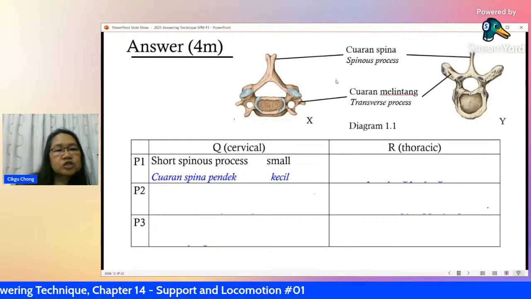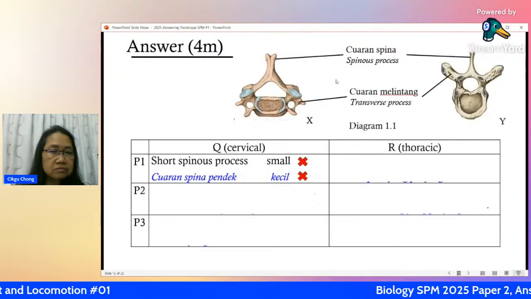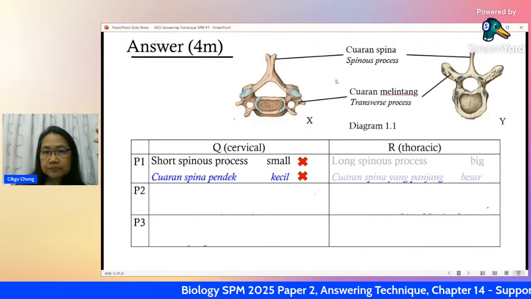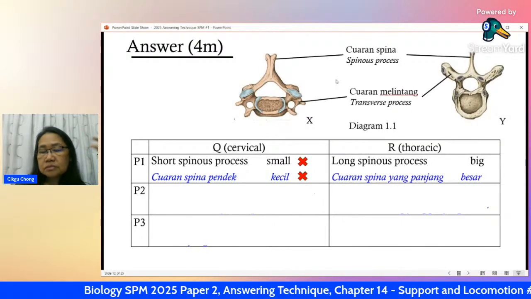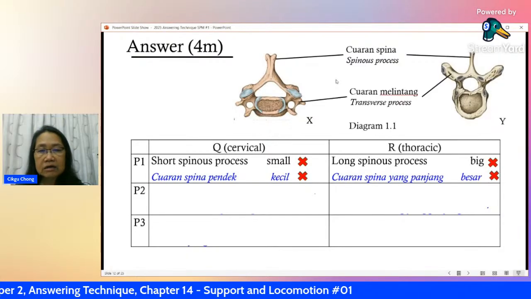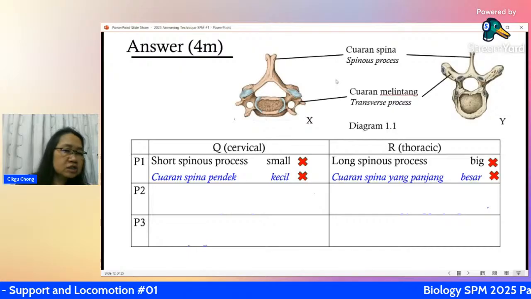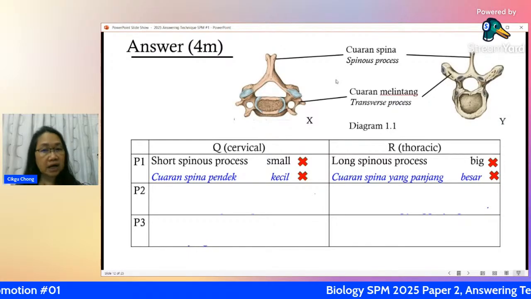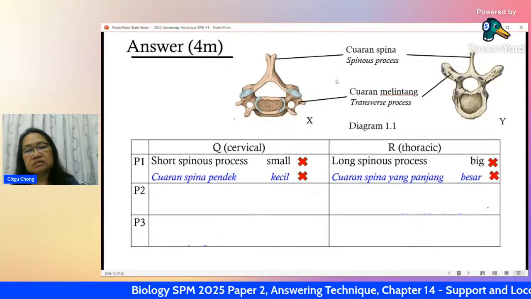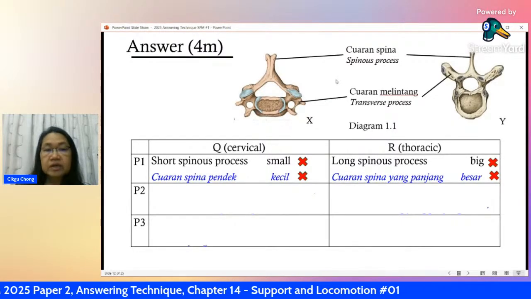X has short spinous process. Not small, small is wrong. Okay, it's not the size. It is the length of the spinous process. Whereas for R, it has long spinous process, not big. If you want to write in sentence, you must write it like just now. X has short spinous process, while Y has long spinous process. Okay, if you don't want to write it that way, you just write a table. Perfectly fine. Okay, next question.